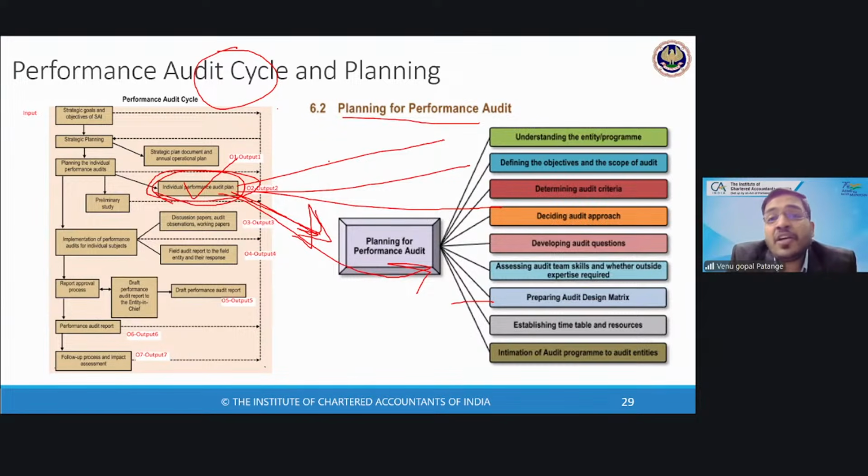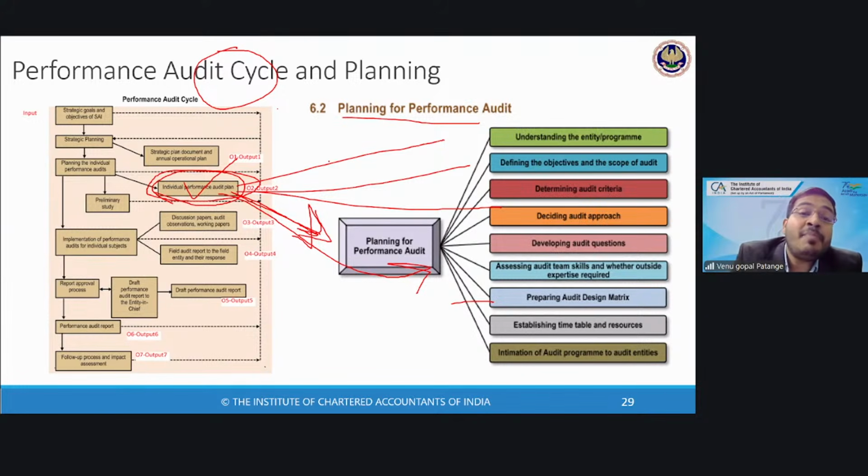What is audit criteria? You need to have some yardstick. How do you know that this building should be completed in 6 months, but they have taken 8 months? They have wasted 2 months' time. How do you know this building should cost 20 lakhs, but not 30 lakhs? So you need an expert there, right? How do you know whether this company is making 10% profit or losses? How do you analyze in performance audit?